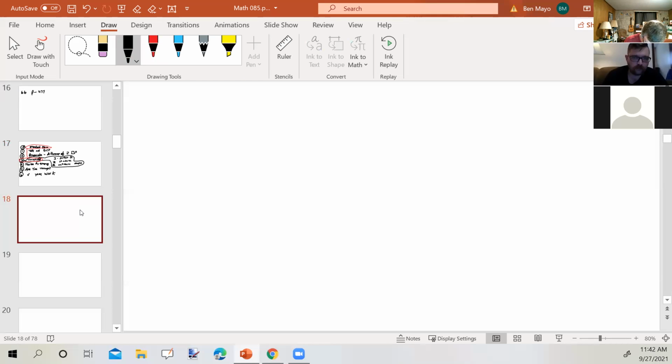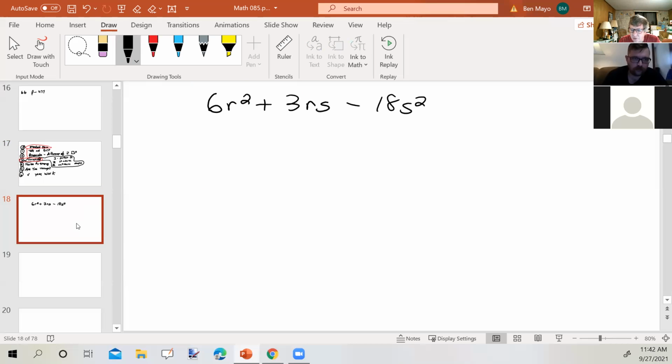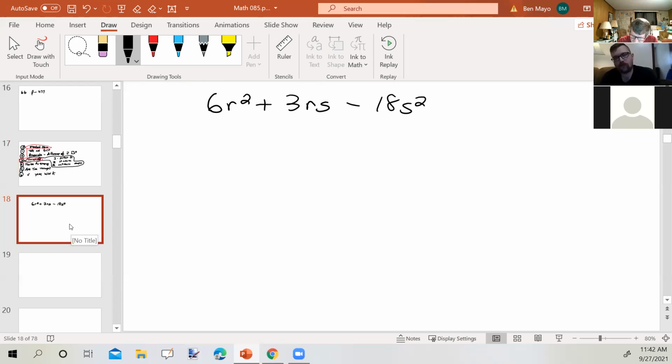Let's see here. 6r squared plus 3rs minus 18s squared. Okay. Is this thing in standard form? Well, it is in terms of the variable r. It's not in standard form in terms of s, but if it ain't broke, don't fix it, right? So it's in standard form in terms of r, so that's good. Is there a greatest common factor? Yes, a 3. So we'll take out the 3.